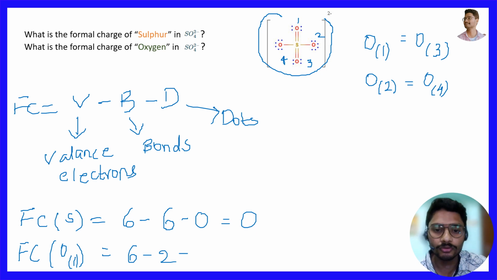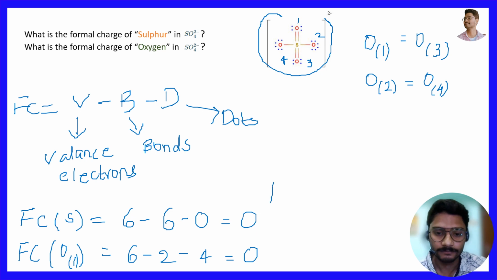And now we have to look at the dots present around this oxygen atom, right? So 1, 2, 3, 4. There are 4 dots present around this oxygen atom. So we are going to write 4 here. So 6 minus 2 is 4. 4 minus 4 is 0. So the formal charge that is present on this oxygen atom as well as this oxygen atom is 0.